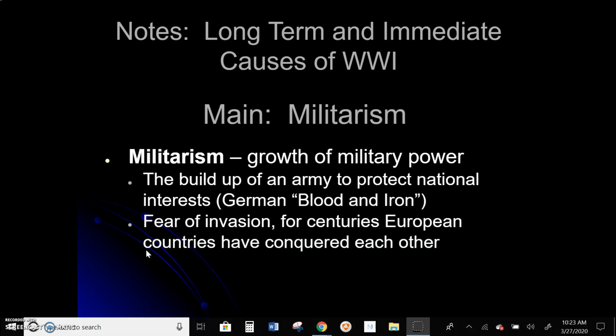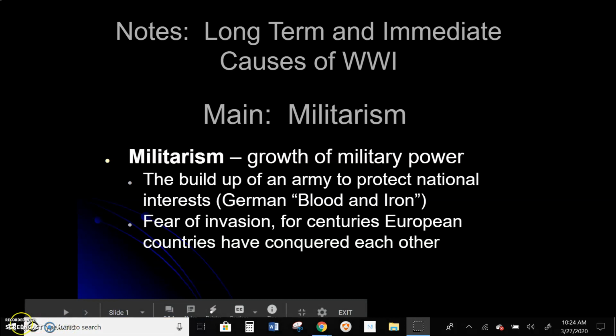Also, we have to think about the last 200 years of European activity and invasion, the Napoleonic Wars, and even though we haven't discussed these wars, there were smaller conflicts between Germany and France in the late 1800s over a territory that sits on their border called the Alsace-Lorraine. The Alsace-Lorraine in the late 1800s exchanged hands 4 times.